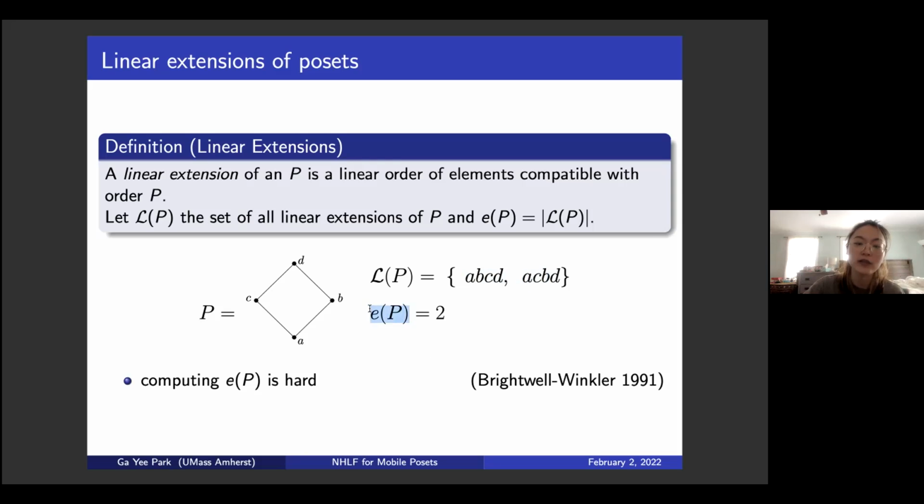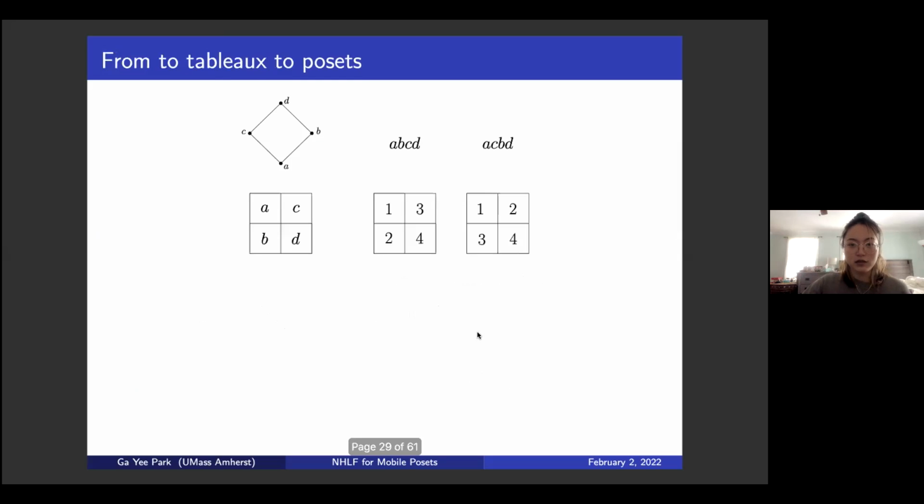And e(P) counts the actual size of the set, so we have e(P) equal to 2. Right? And in general, counting the number of linear extensions is really hard. I think the correct term is #P-complete, proven by Brightwell and Winkler, if anyone is into complexity theory. All right, so why am I suddenly talking about posets and linear extensions while I was talking about tableaux before?